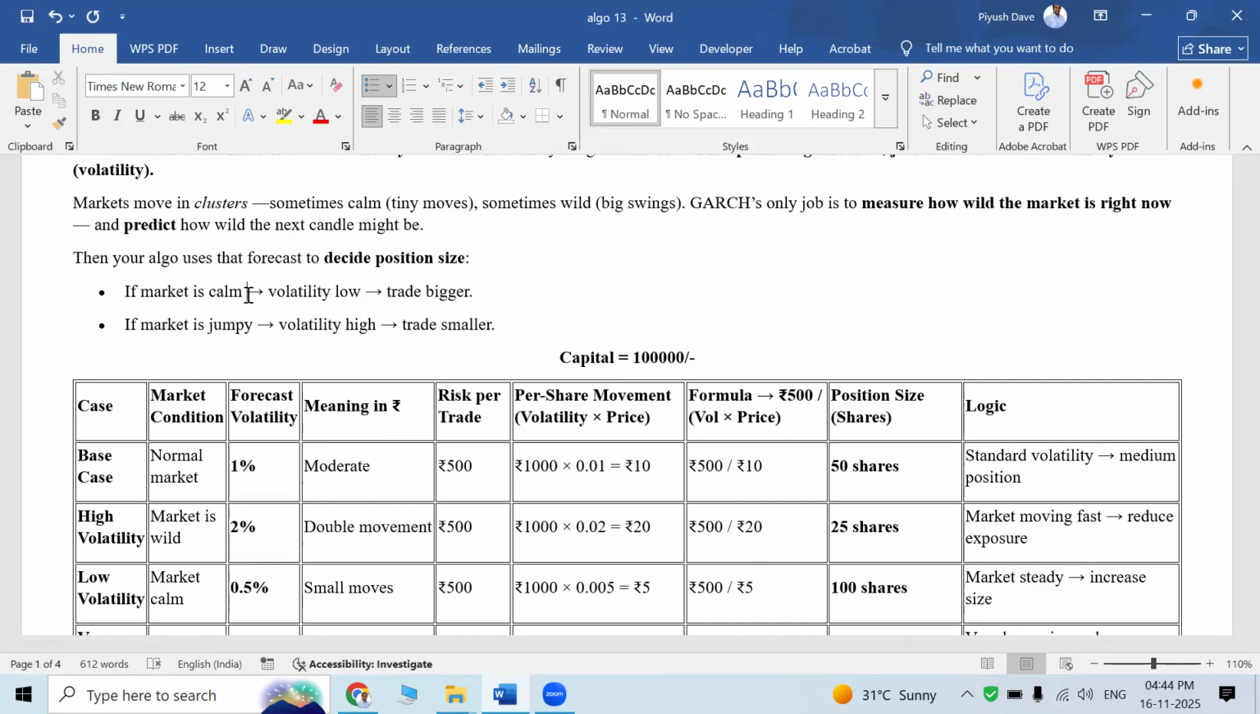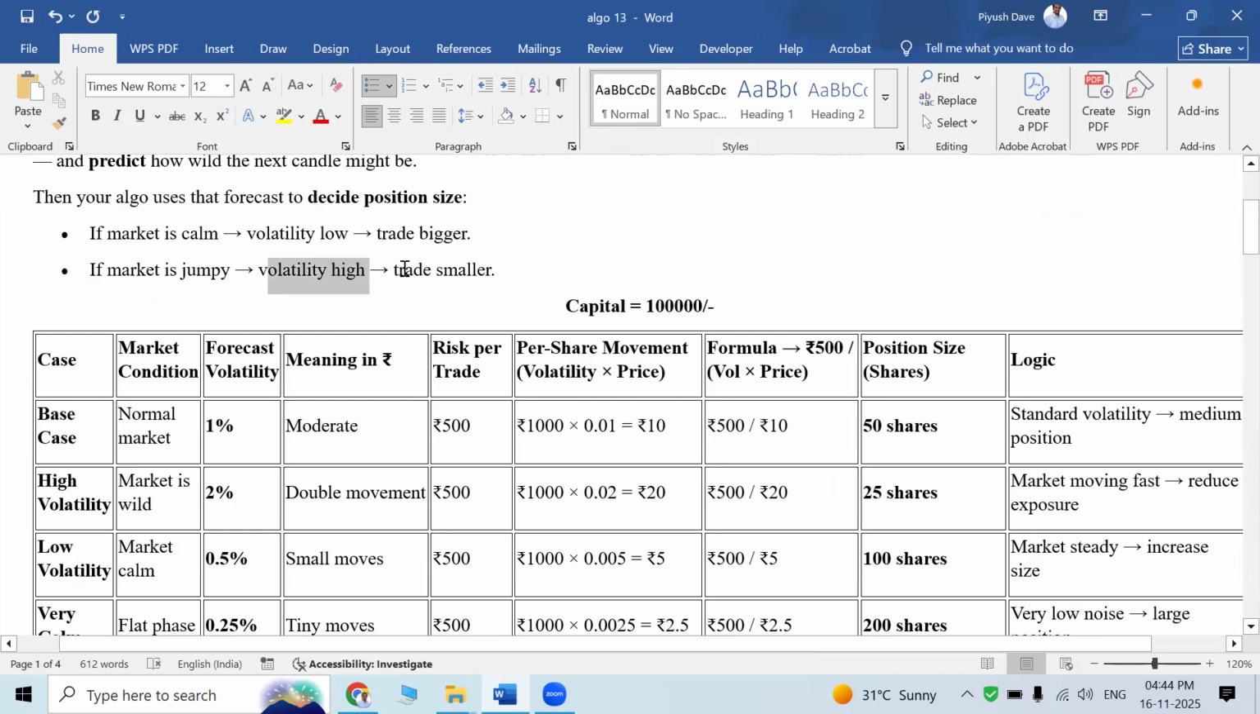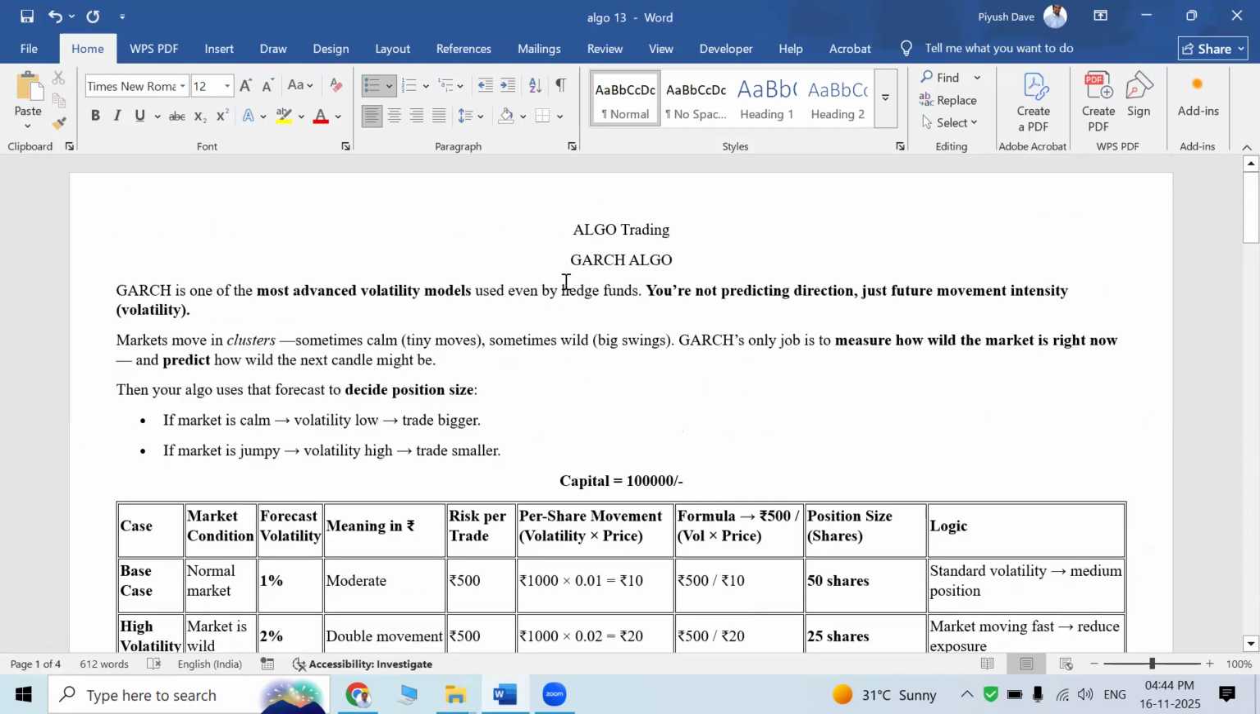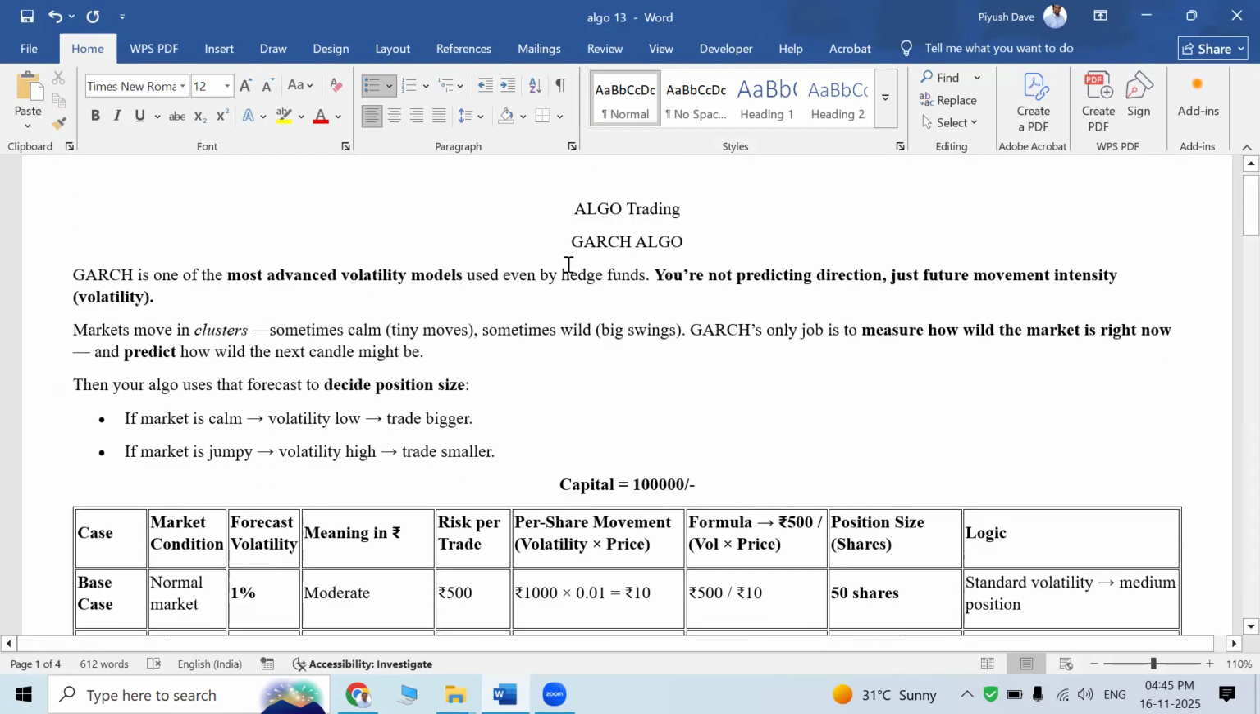So the logic is to trade a bigger size if the volatility is low, and trade a smaller quantity if the volatility is high. Volatility will be calculated using this GARCH algo method, and it measures how wide the movement can be in the future. It is very core mathematics because it is a predictive algorithm. That's why the mathematics involved in the GARCH algo is very complex.